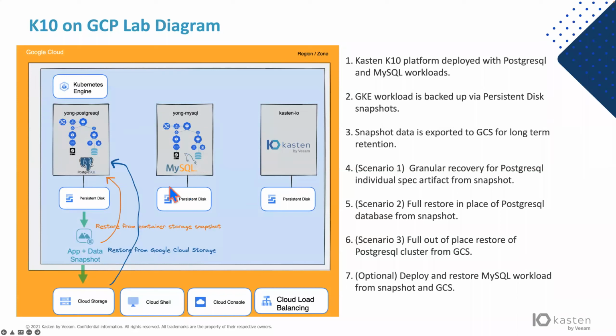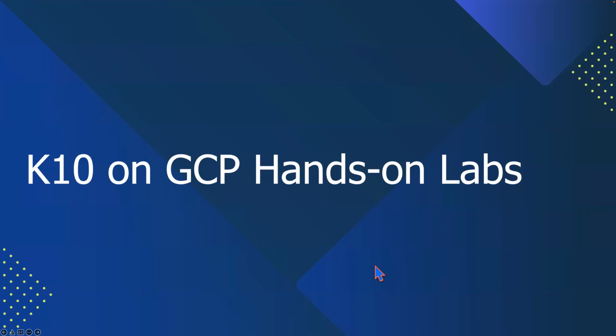Once you have these, you can try the backup and restore from the container storage, the yellow arrow here. Basically, that's a Google persistent disk snapshot. Or you can restore from Google Cloud storage. I think I've done enough talking. I leave you guys to continue the labs.